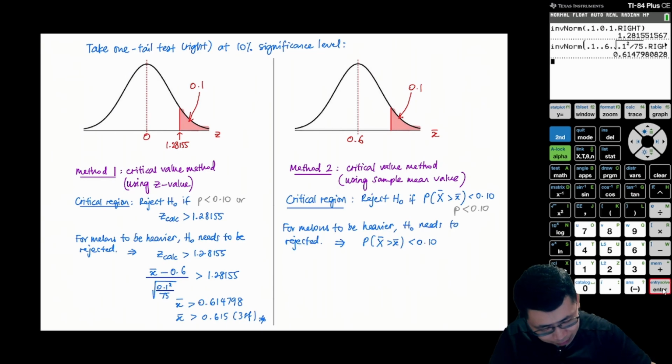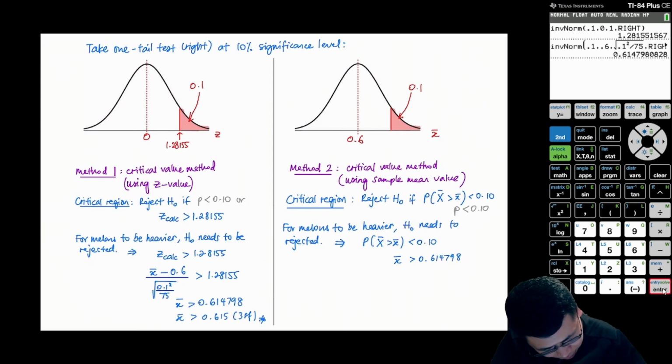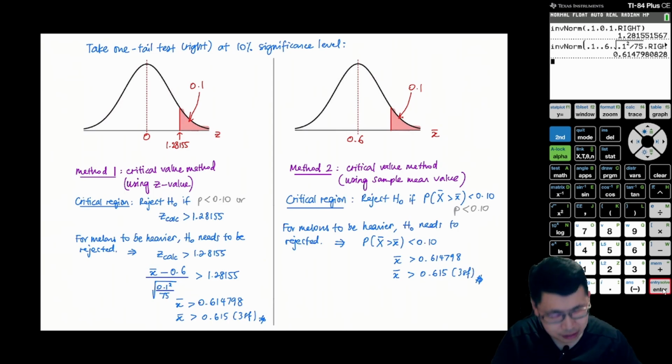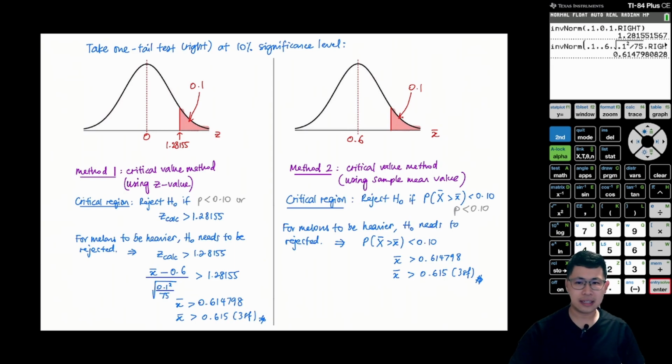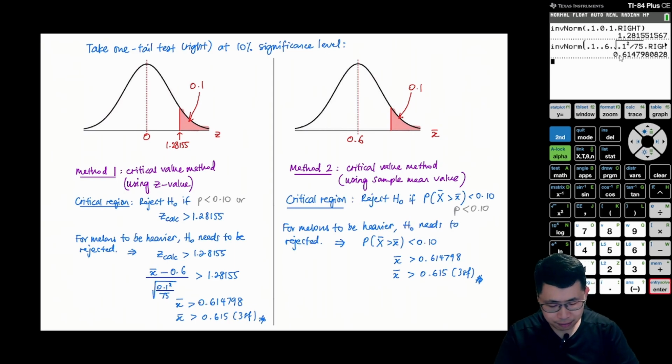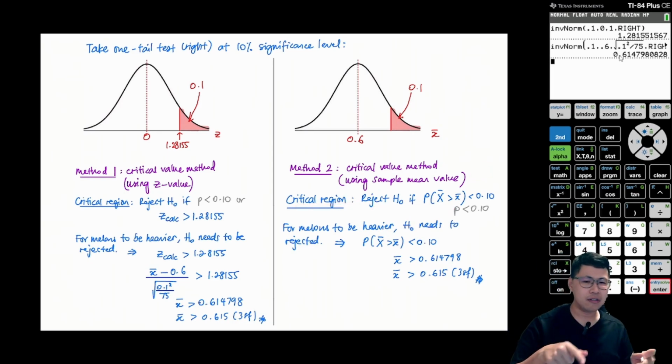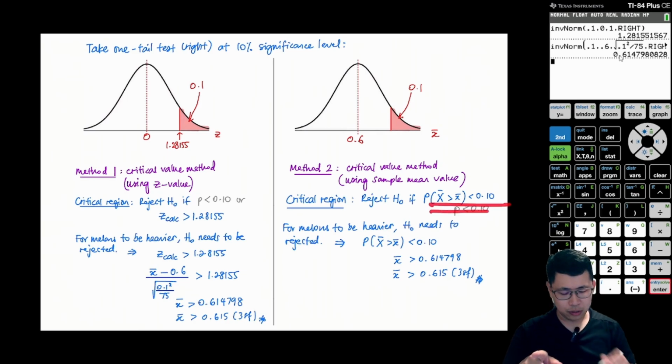So from here, the x bar must be greater than 0.614798. So x bar should be greater than 0.615, to three significant figures. This one looks a bit shorter, because most of the work is done within the calculator itself, from our GC. Then again, for the second method, do we need to state the critical region? It is highly advisable to state it, because it's not all the time where we will follow this one over here.